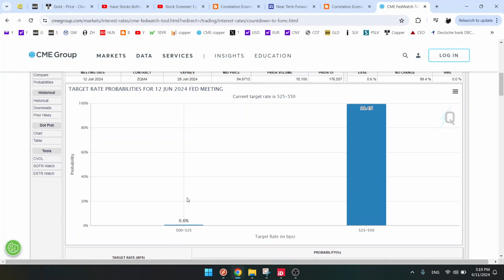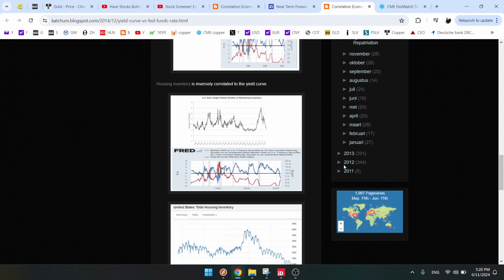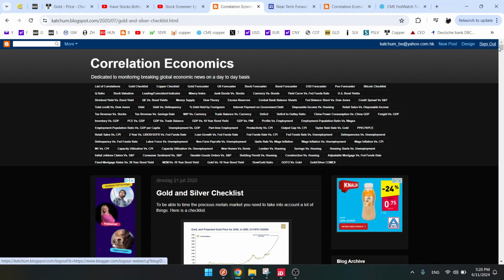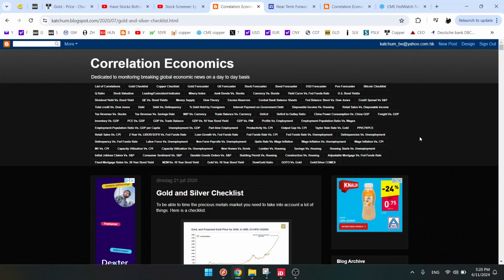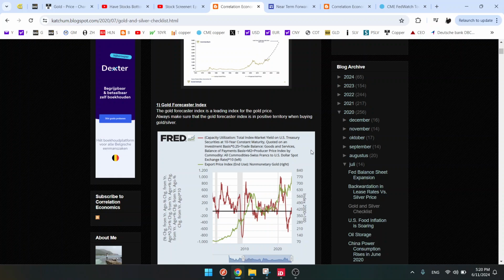As you can see here, the current rate is 525-550 and it will stay at 525-550, which means the probability of a rate cut is 0. We will just keep our rates at the same level. So many links here that you can use. But I can't help you more than this. You just need to have experience in using this data.